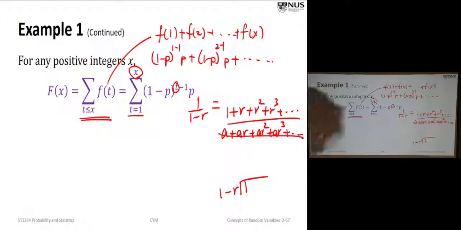All right? But what happens if I just sum up to, let's say, k of them? Then what is it? 1 minus r^(k+1) over 1 minus r.